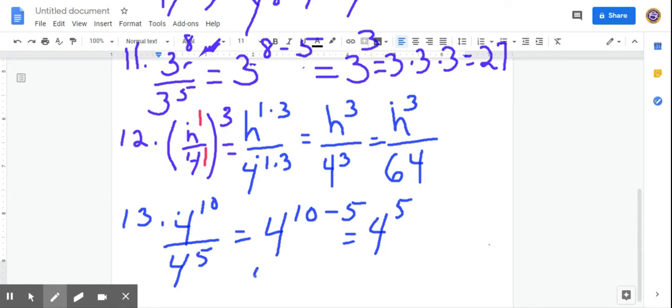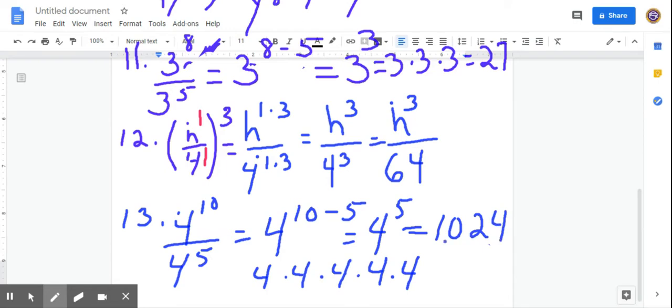Remember, that's 4 times 4 times 4 times 4 times 4. I'm not going to do it all out, but it's 1,024. Okay, you could do 64 times 16. You know that 3 4s are 64 and 2 4s are 16. So 64 times 16 gives you 1,024.